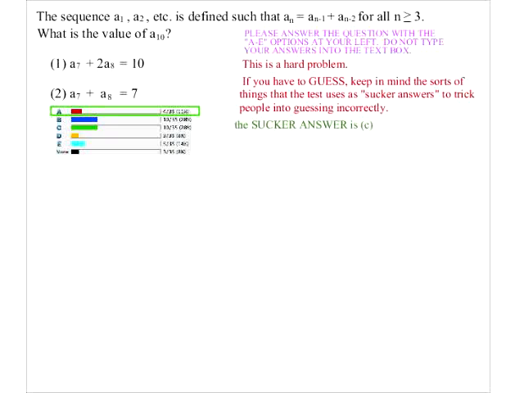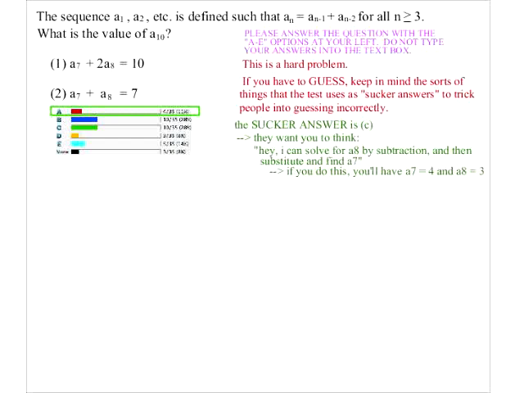Because they want you to think, you can't start from a 10 because you don't have a 10. We'll get there in a second. They want you to think, hey, I can solve for A by subtraction, and then substitute and find A7. If you do this, you can find it. We give you A7 is 4, A is 3. And then, yes, you can do this.